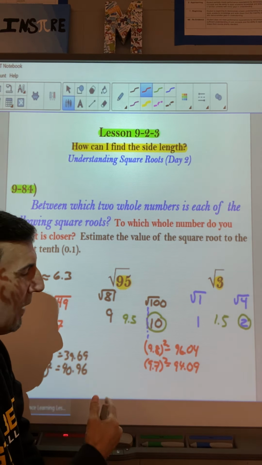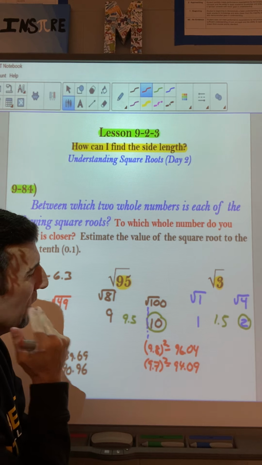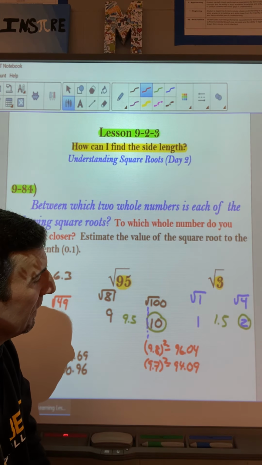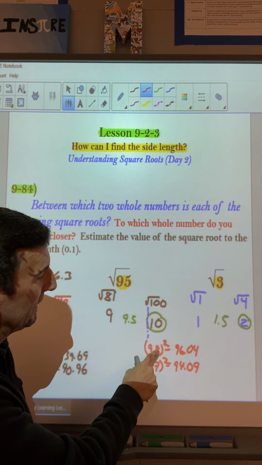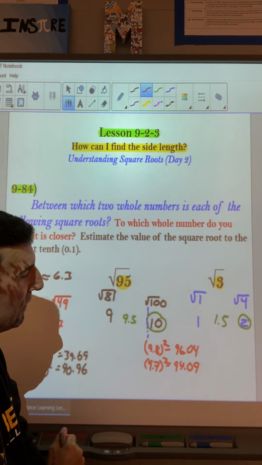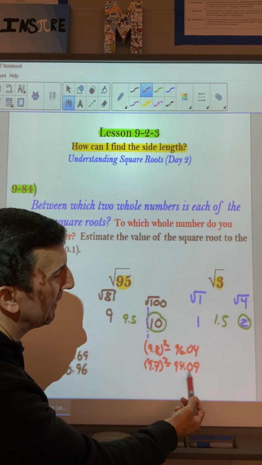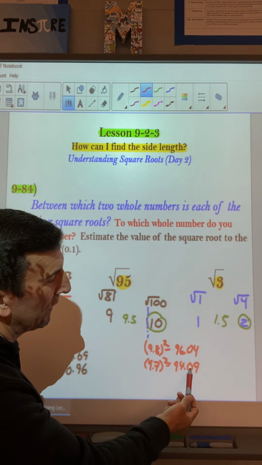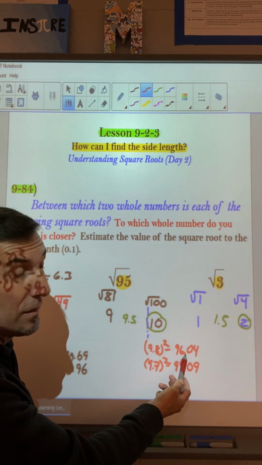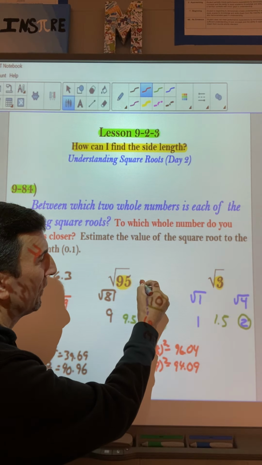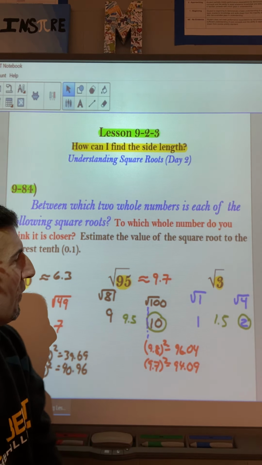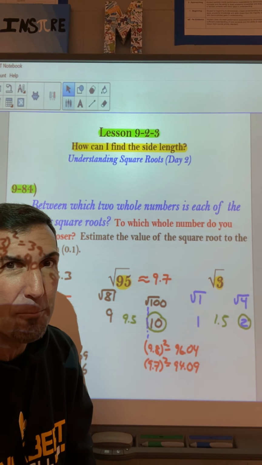Okay, so since we're rounding to the nearest tenth, which one is closer to the square root of 95? So I did 9.7 and 9.8. This one was too high, this one's too low. Well, this one's less than 1 off. It's 0.91. This one's a little more than 1 off. So 9.7 is closer, so I'm going to say, if I'm rounding to the nearest tenth, that the square root of 95 is approximately 9.7.